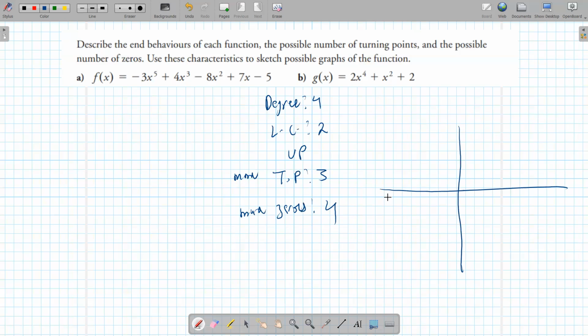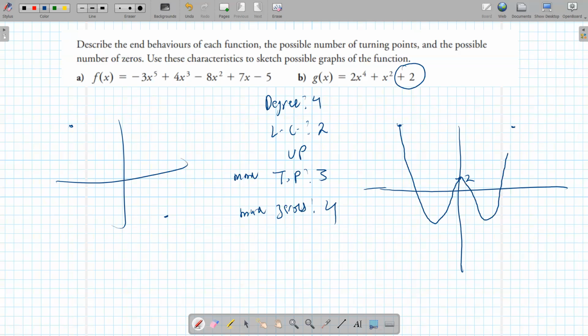And we know it's opening up. So for an even degree polynomial, if it opens up, last time it opened up here and down there, 2 to 4, because it was negative odd. Positive even is 2 to 1. It's going to start here and end there. We know the y-intercept is 2. It's going to go through this, and it can have 3 turning points, 4 x-intercepts. 1, 2, 3, 4 x-intercepts and 3 turning points.